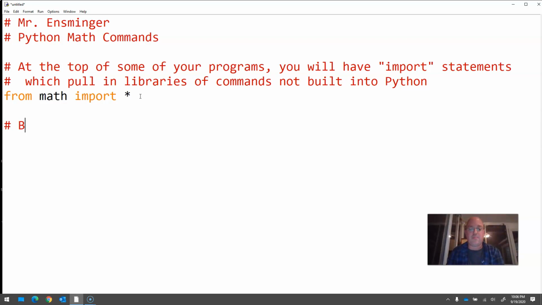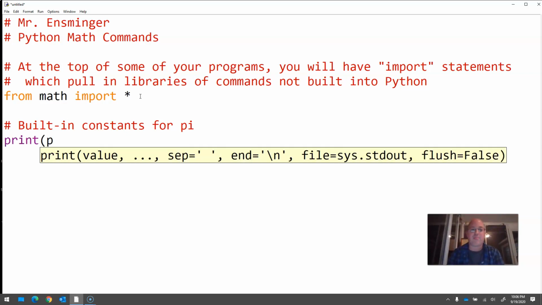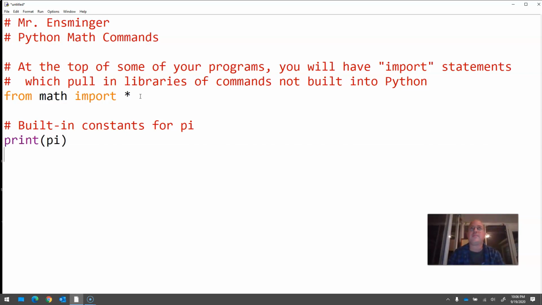So there are built-in constants for pi. Everybody knows what pi is. If I print pi, notice there, pi is a variable. We used that in our last program. We said pi equals 3.14159. But in this case, since we're including it from the library, we're importing it, that's actually a built-in constant.